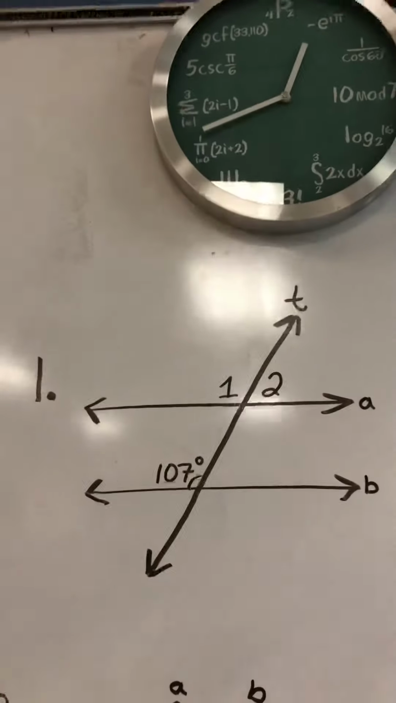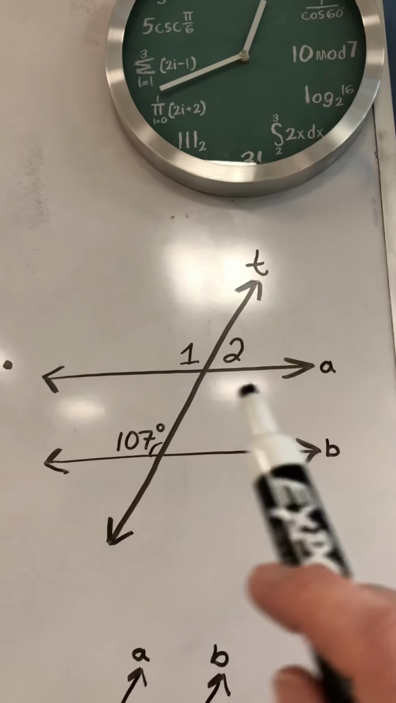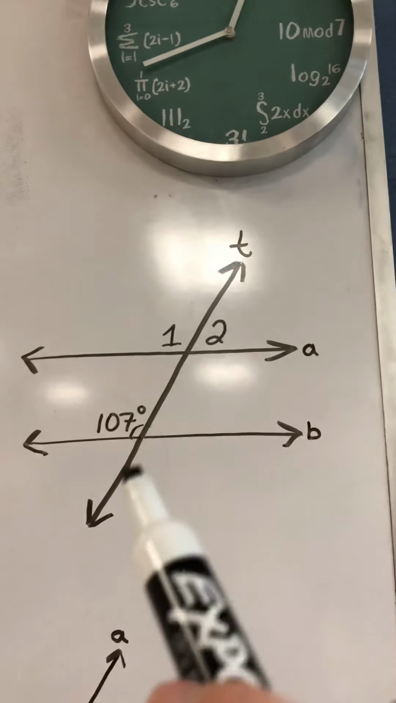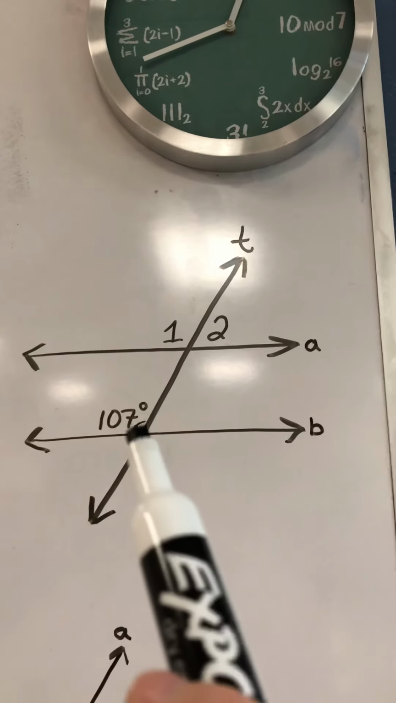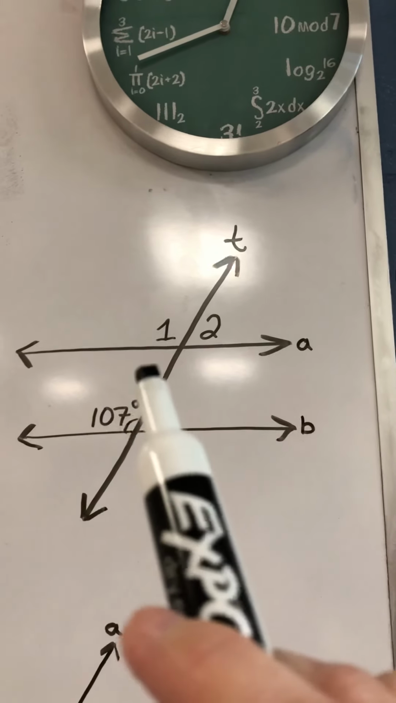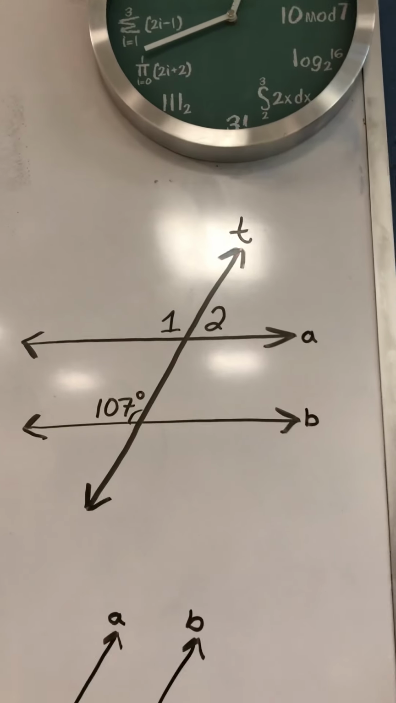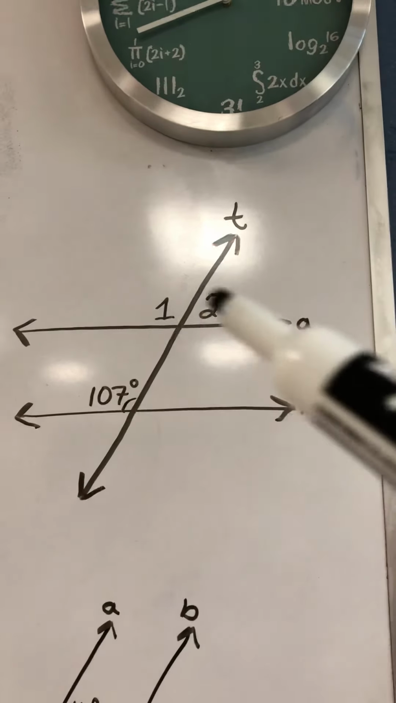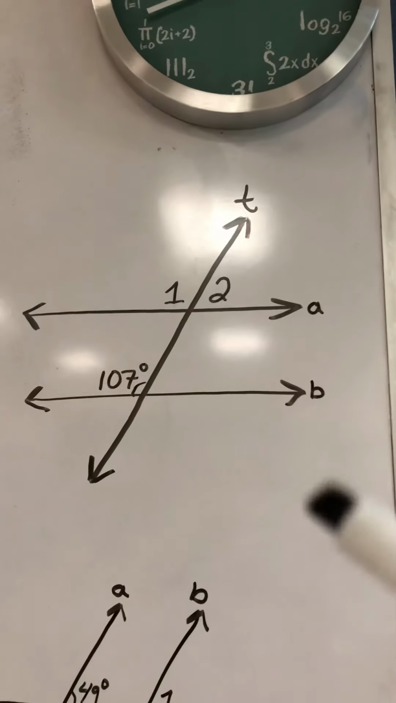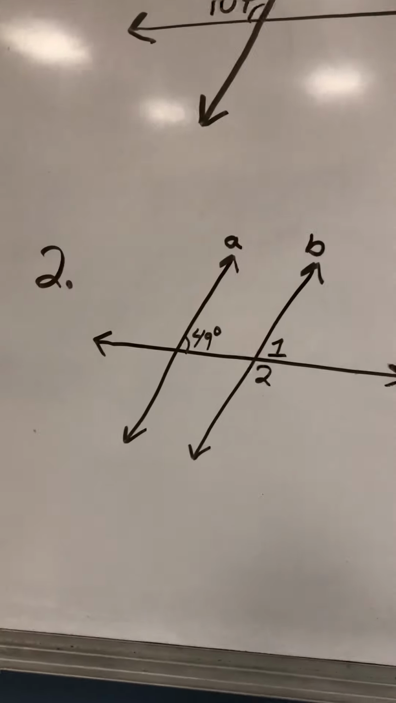Problem number 1 is right there. We have line A and line B, and a transversal line going through it. I gave you this angle. This angle is 107. You need to solve for angles 1 and 2. Again, just like the example that we just did, solve for those and email me the answers. That's problem 1.